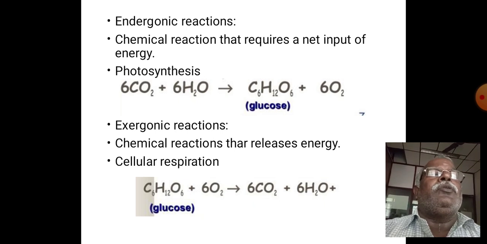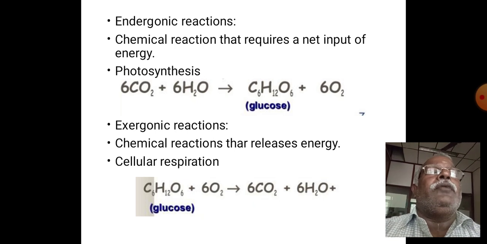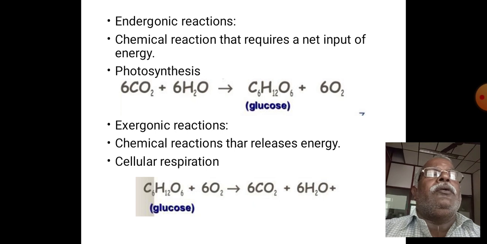6CO2 plus 6H2O gives C6H12O6 plus 6O2. The exergonic reactions are chemical reactions that release energy, as during cellular respiration. So the endergonic reaction, as in photosynthesis, is an input of energy. The exergonic reaction is the chemical reaction that releases energy during cellular respiration, in which glucose is changed into carbon dioxide and water. Okay, thank you.